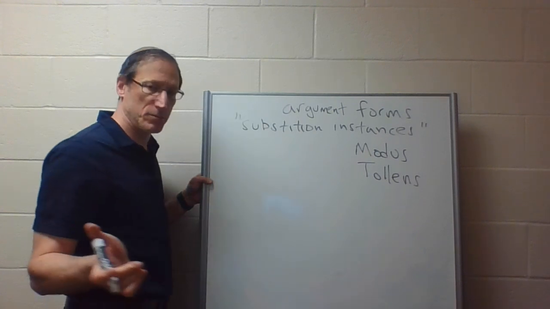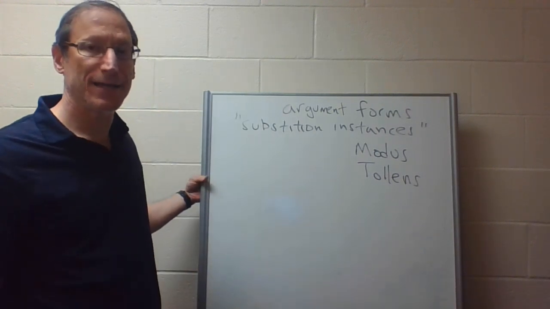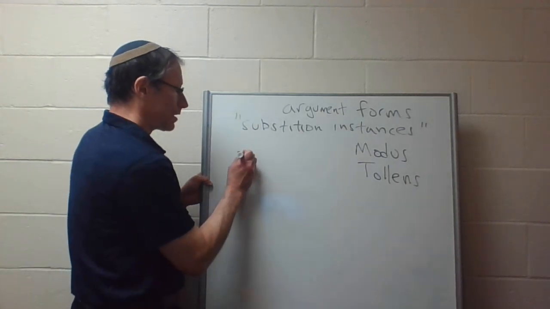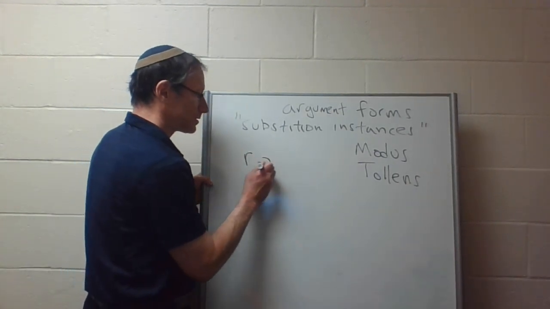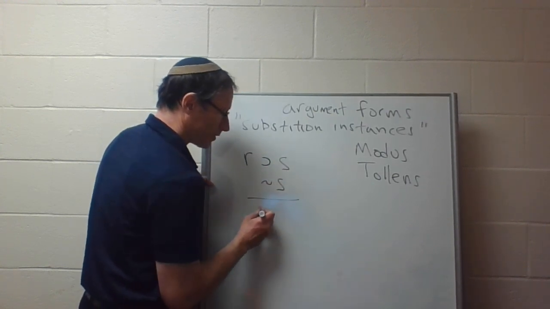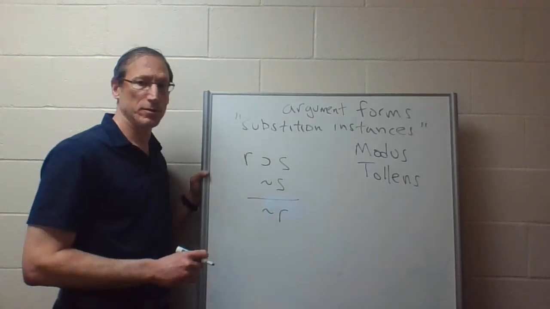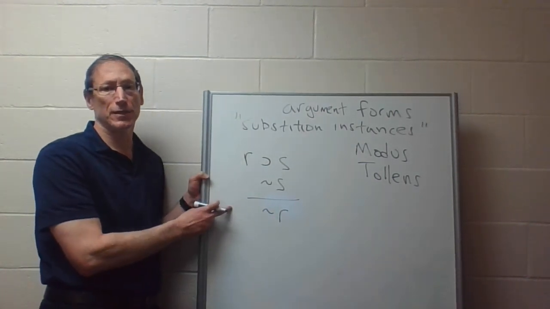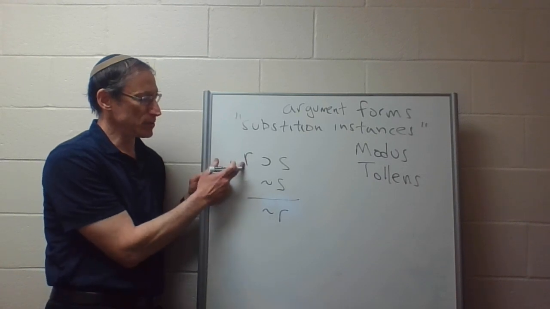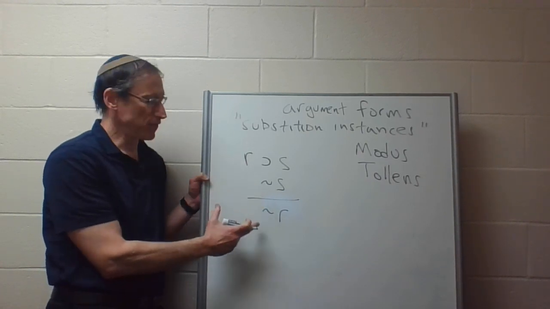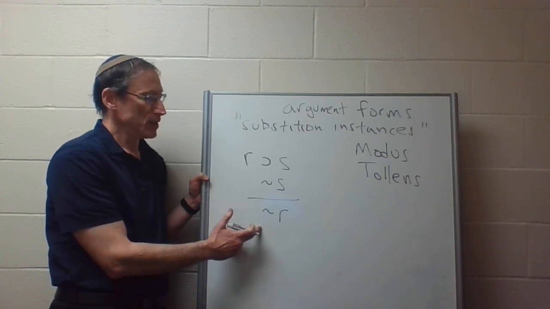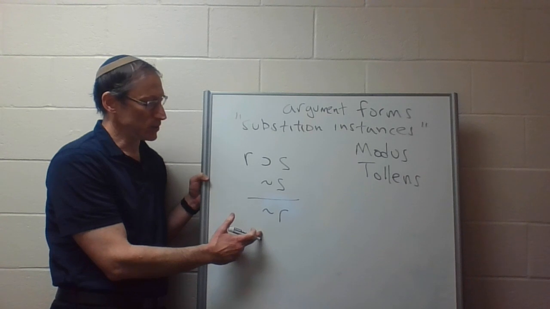I'm going to, just for fun, use R and S to stand for statement forms. R horseshoe S, not S, therefore not R. Okay, you can do a truth table for this argument. You'll see that it comes out valid. If this is true and this is true, it follows that not R has got to be true. This is called modus tollens.